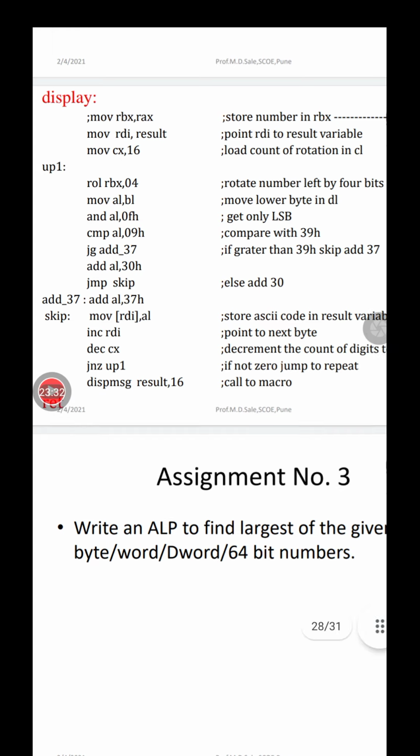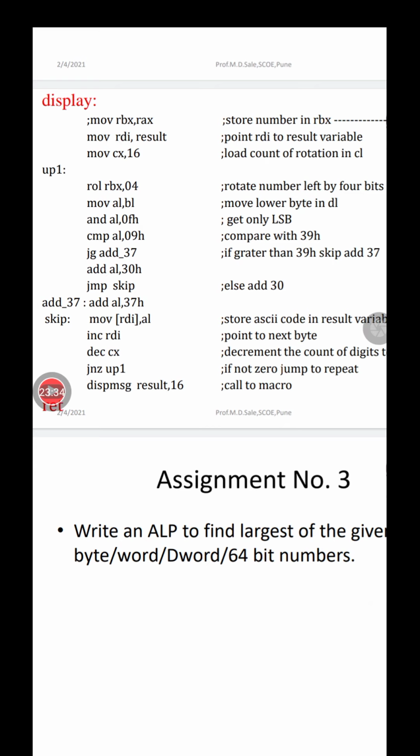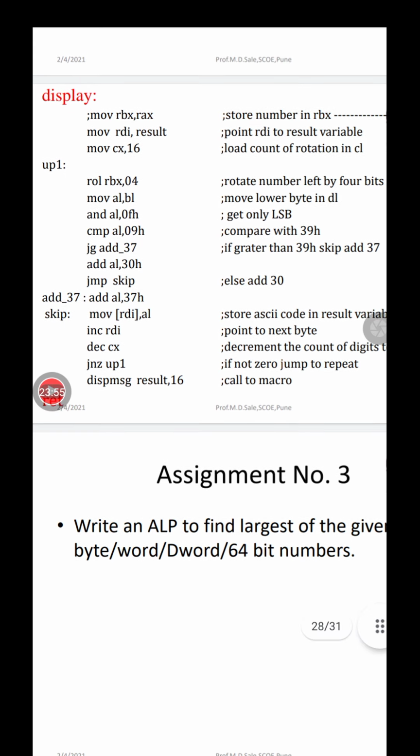DEC CX, you have already stored the ASCII equivalent of one digit, right? So decrement CX, so 16 becomes 15. JNZ up 1. JNZ is jump if not zero. This instruction will check whether CX is 0 or not. If it is not 0, it will jump to the label up 1. So it will jump again to the upper side where up 1 is written, right?